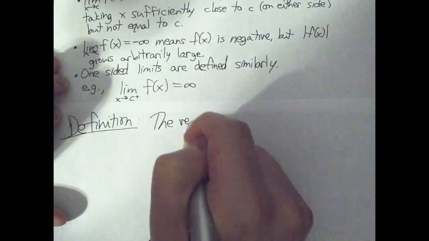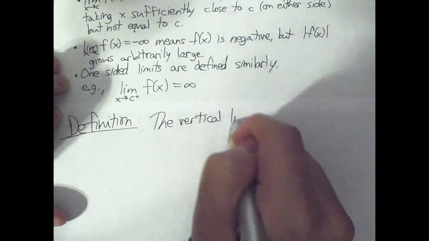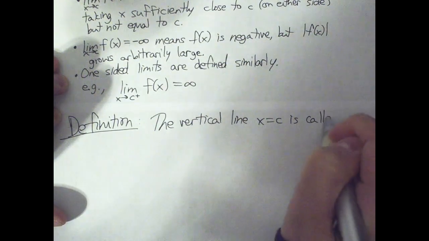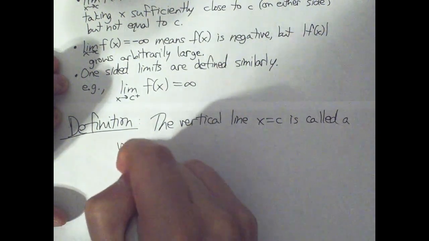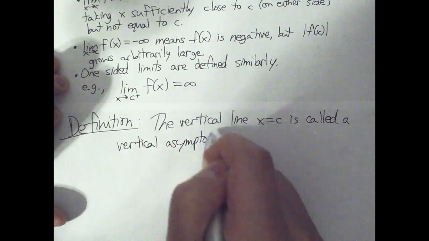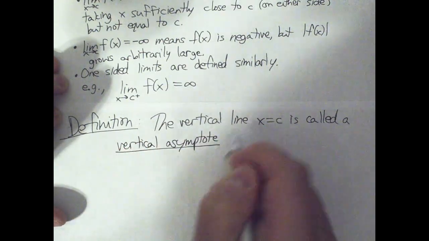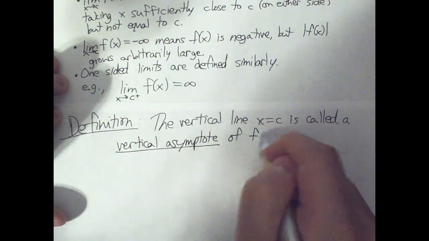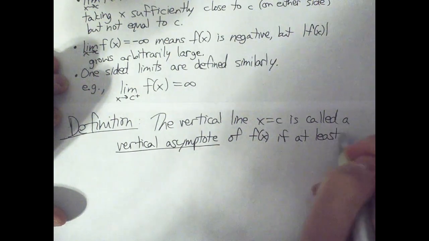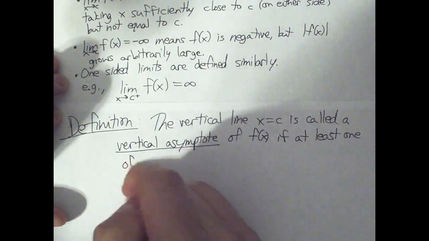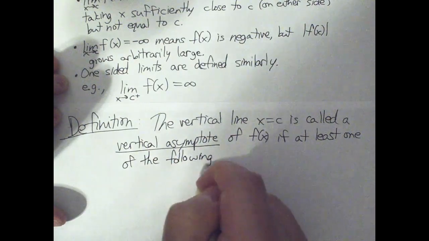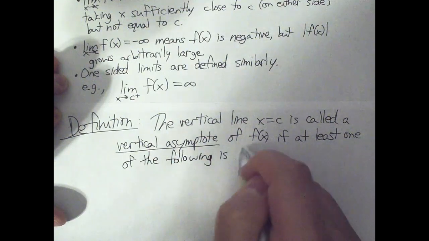The vertical line x equals c is called a vertical asymptote. Let's underline that. Of f of x if at least one of the following is true.